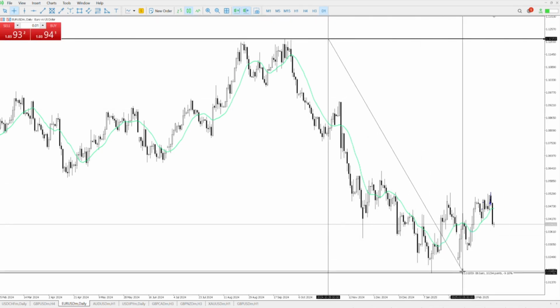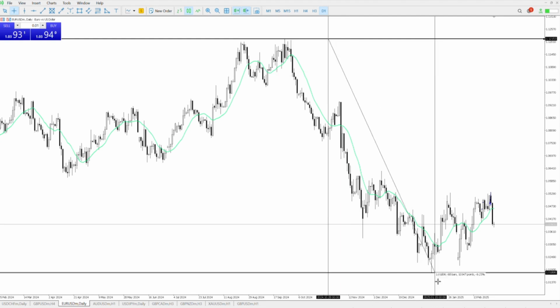So that is how many pips move? From the up to the down, EURUSD has made a 1,036 pips move from the highest point to the lowest point.